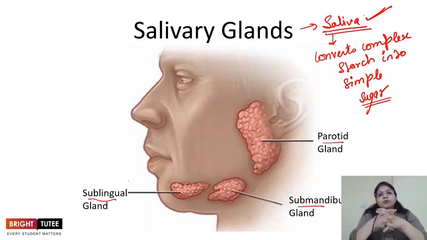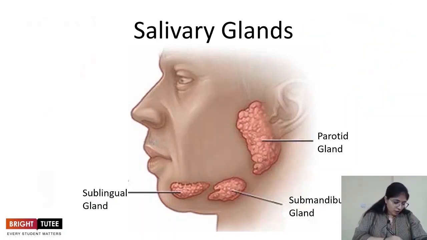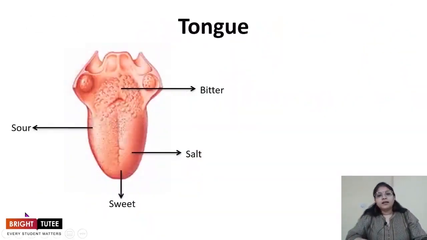Now students, before we move on, let's understand one more thing. We talked about the teeth, we talked about the saliva. When we are talking about teeth, you must have observed that many a times some of the people will suffer from tooth decay. So what exactly is tooth decay? Let's understand that. Right students, so in this way we saw the importance of buccal cavity and saliva in the digestion process. Now let's move on to the other part of the buccal cavity, that is tongue.